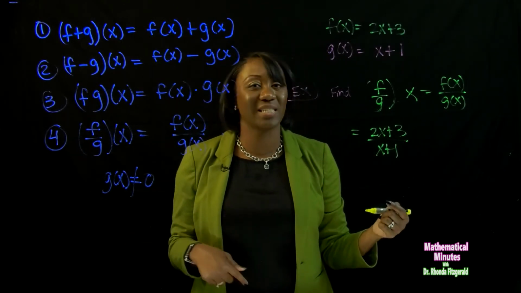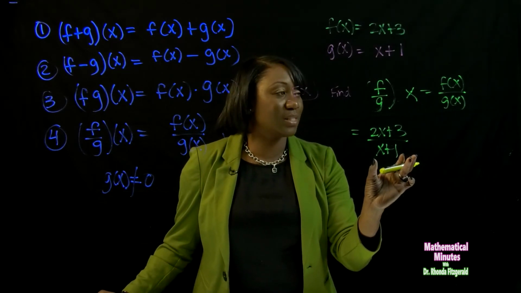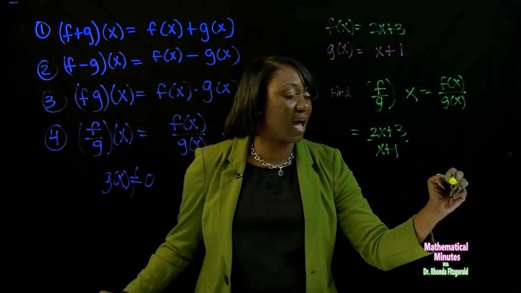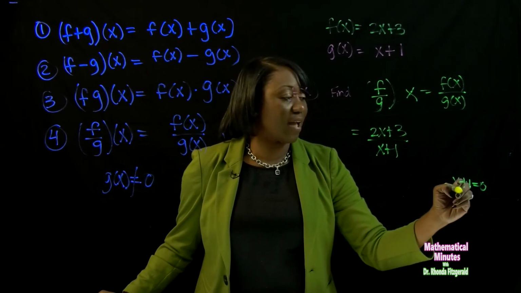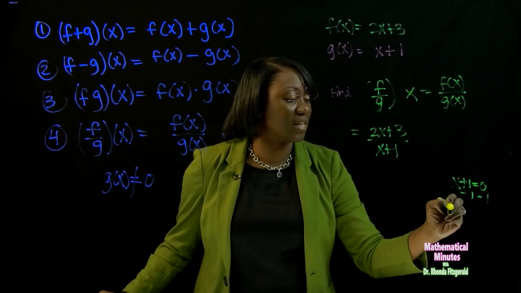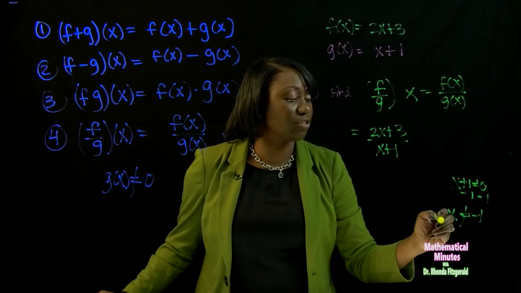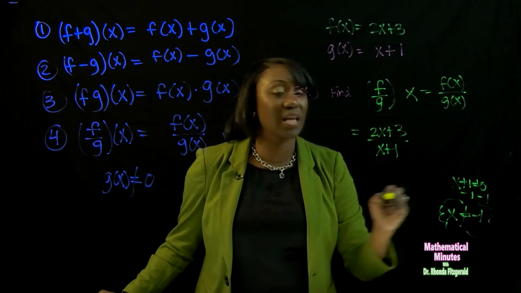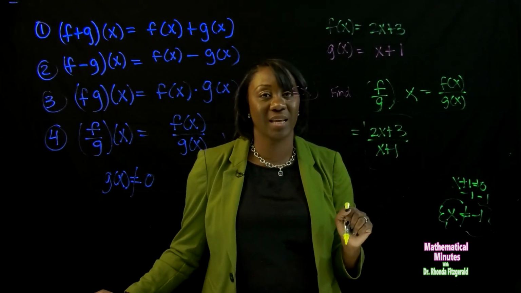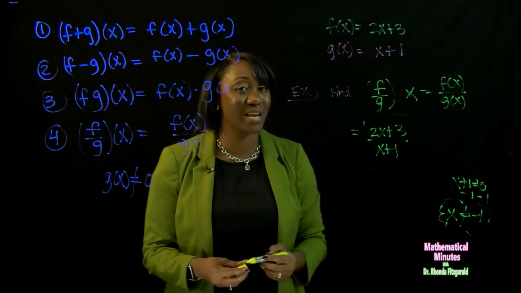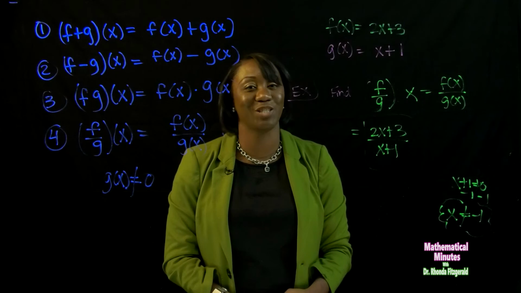The only thing we need to state is our restriction. Remember, our denominator cannot equal 0, so what's going to make that equal 0? Let's go off to the side. We know that x plus 1 cannot equal 0. And so if I subtract 1 from both sides, we know that x cannot equal negative 1. So we have the restriction of x not equal to negative 1, but this is our quotient. And that's arithmetic combinations of functions. You've seen an example for each of the 4 situations.